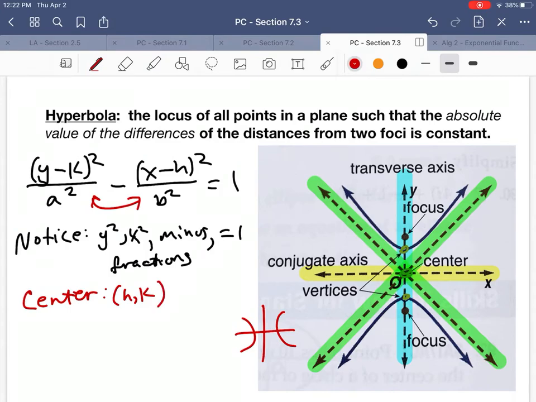So it's the number with the x and then the number with the y. All right, and then this A and this B down here, this little piece right here and this little piece right there, that's going to tell you how far to go in the x direction and how far to go in the y direction, basically away from the center to get to your vertex, your vertices. And also it's going to tell you about your asymptotes.